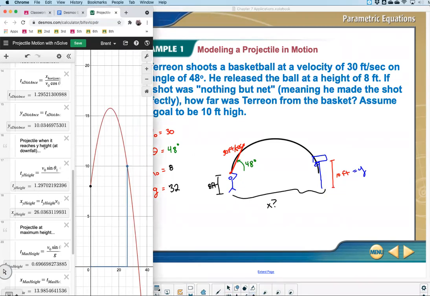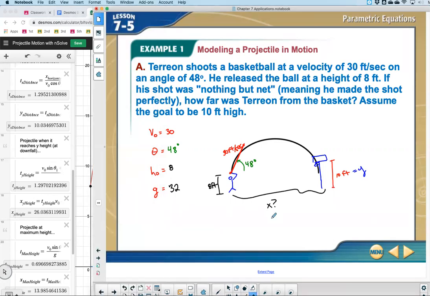The answer is at y height, Terion is 26.03631 feet away. That's my solution here. To part A, it's going to be 26 feet. Now part B, I'm not even going to get to, but what it's going to say is how long the ball is in the air. And that's the time value right above it. The time would equal, and I'll go to the nearest thousandth, 1.297 seconds. That's how long the ball's in the air. This was part A. This is part B.